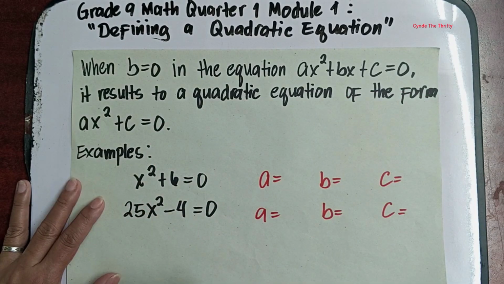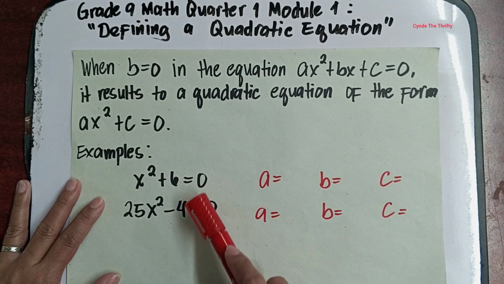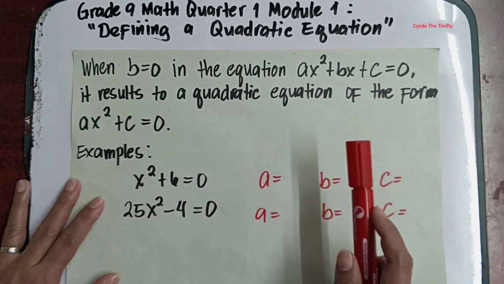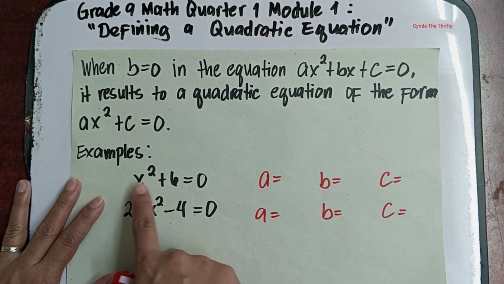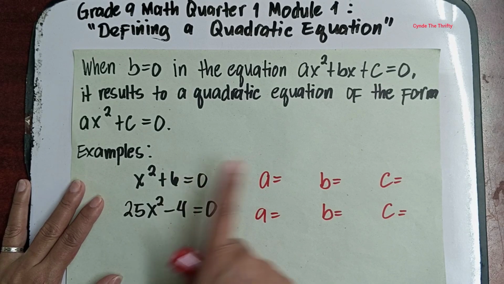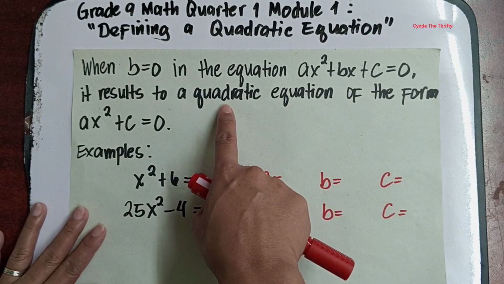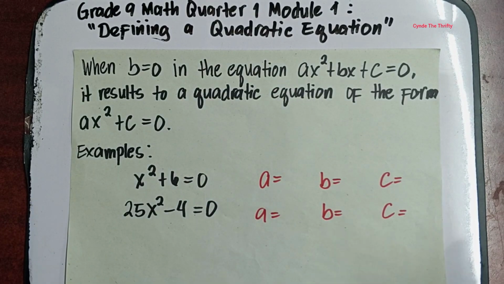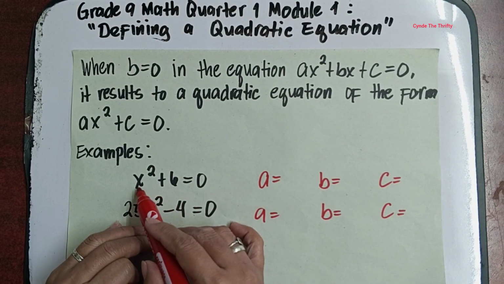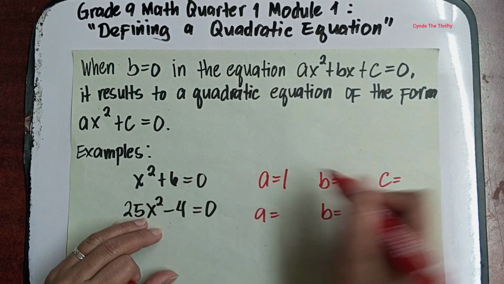Okay, meron tayong example dito. Gaya ni x squared plus 6 is equal to 0. So, si b is ang ating linear term. So, wala tayong linear term. Quadratic term lang at constant term. So, okay lang yan siya. Matatawag pa rin natin siyang quadratic equation kahit na wala tayong value ng b. So, ang ilalagay lang natin, ang value ng ating a dito is 1. Ang value ng ating b dahil wala tayong b is 0.